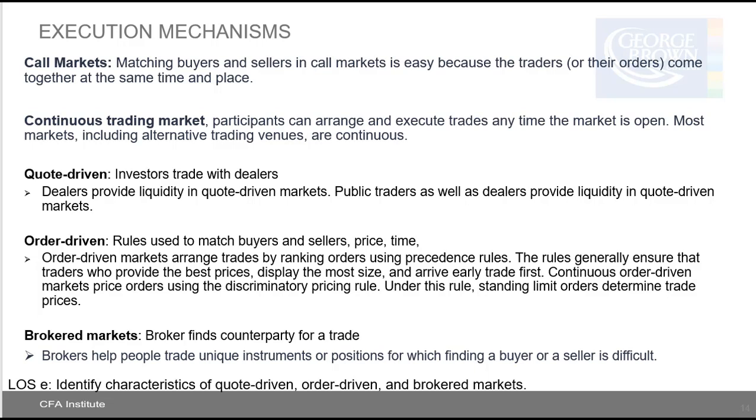Buyers can easily find sellers and vice versa in call markets because all traders interested in trading, or orders representing their interests, are present at the same time and same place. Call markets thus have the potential to be very liquid when they are called, but they are completely illiquid between calls. In contrast, traders can arrange and execute their trades at any time in a continuous trading market, but doing so can be difficult if the buyers and sellers or their orders are not both present at the same time. Okay? So secondary markets are organized either as call markets or continuous trading markets.